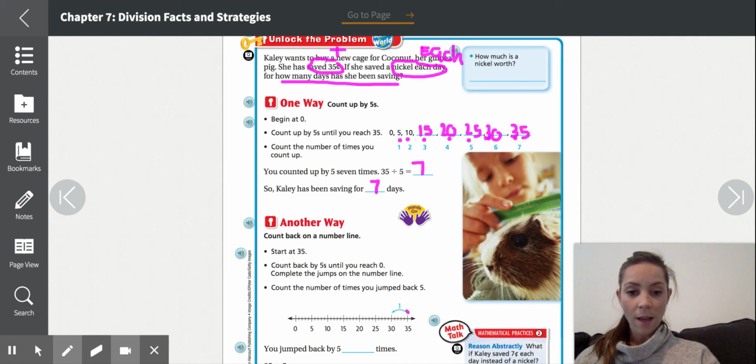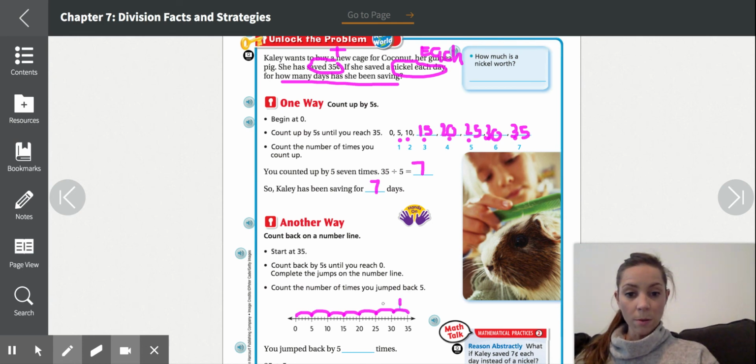So 35 minus 5 is 30. 30 minus 5 is 25. 25 minus 5 is 20. 20 minus 5 is 15. 15 minus 5 is 10. 10 minus 5 is 5. And 5 minus 5 is 0. So I could now count the number of times I jump back a 5.